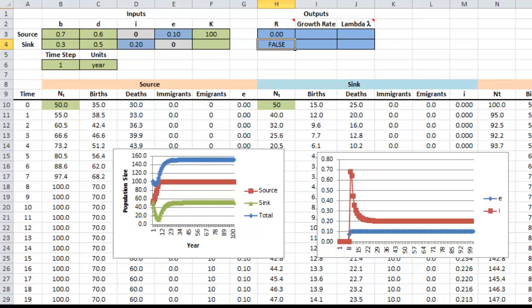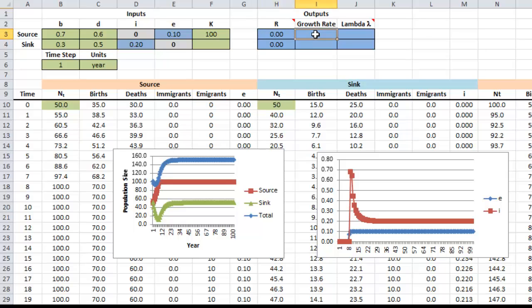And again, I have a little typo. Sorry about that. So we see that the growth rate at the end of our simulation is 0 for the source and 0 for the sink. It means they're not changing.